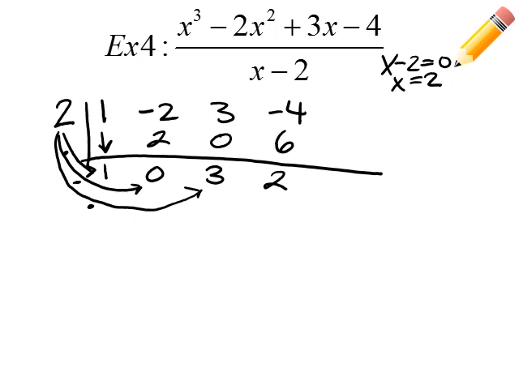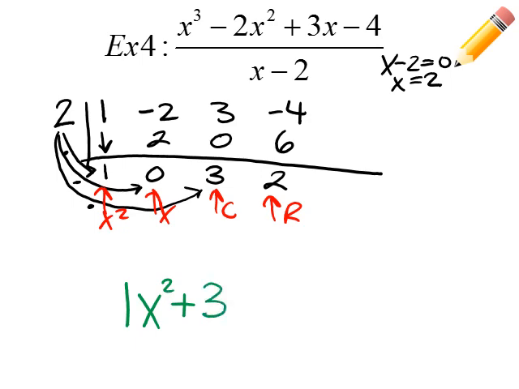Let's label from right to left. You'll always have remainder, constant, x coefficient, and x squared coefficient. So in this case, I have a 1x squared plus 3. I don't need to write 0x because it's 0. But then I also have to add on my remainder, what does not divide evenly, and we have 2 over the divisor of x minus 2.